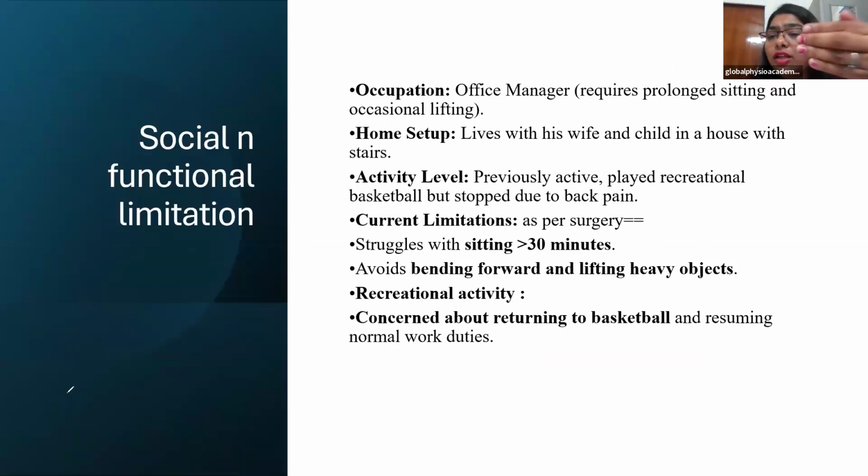Along with that, all the subjective information that the patient can provide to me. Here: occupation, home modification, activity performance, current limitation, recreational activity concern. So this comes under the social and functional limitation, because that portion the patient can provide. It's not me.